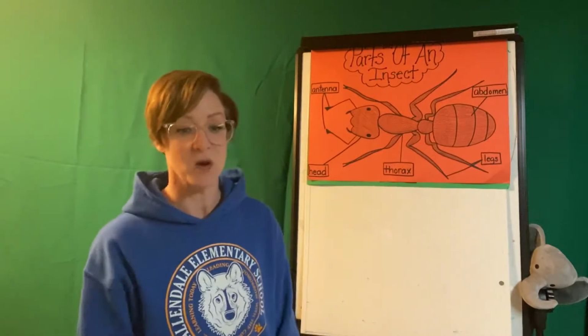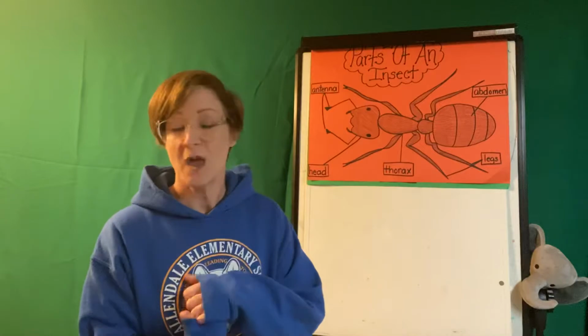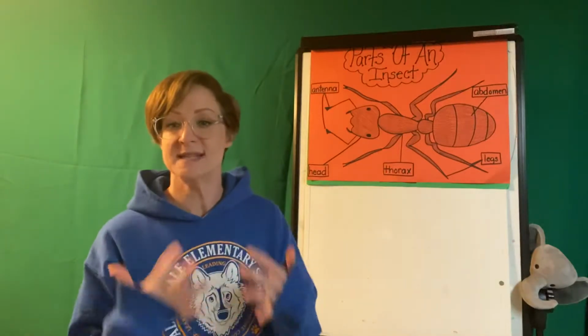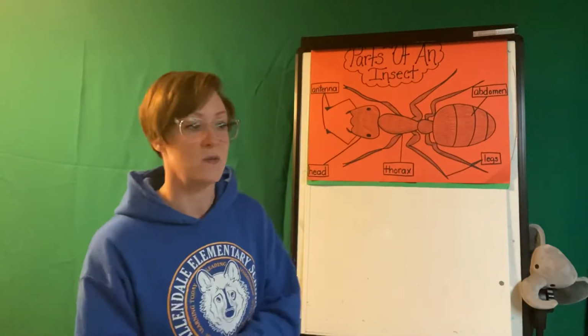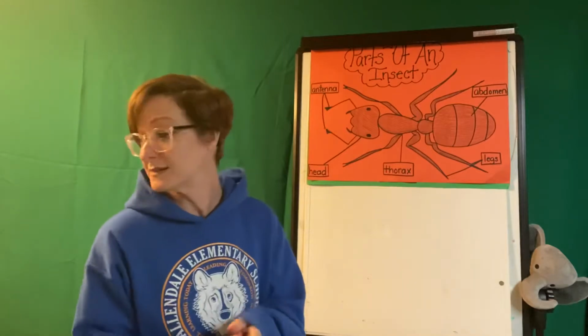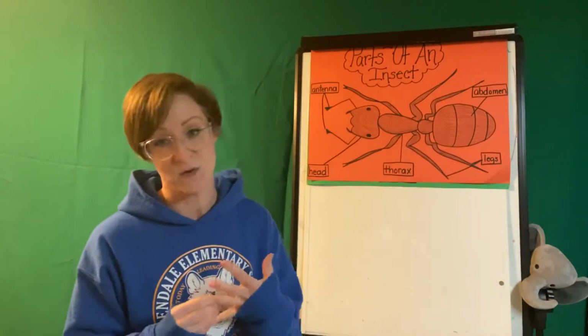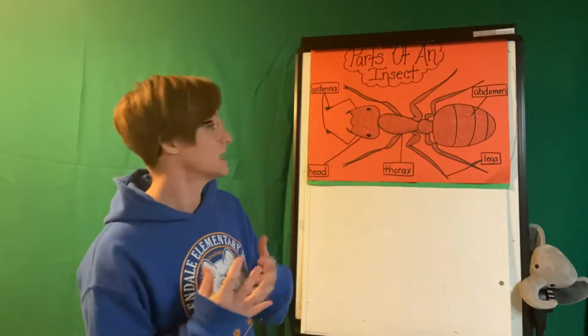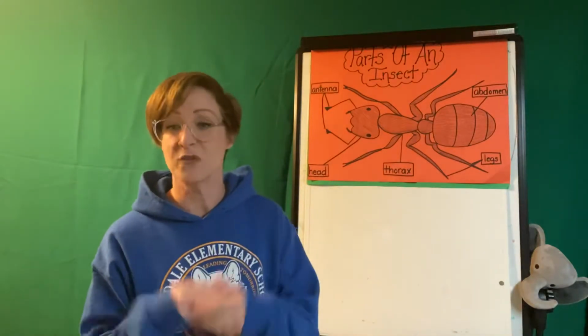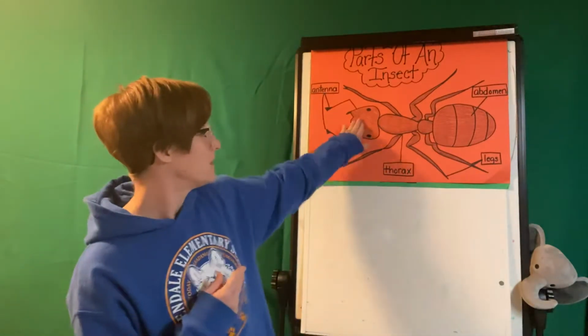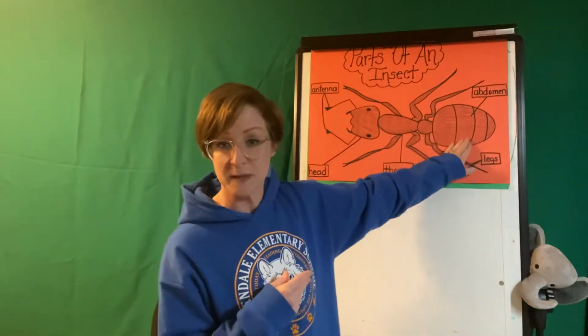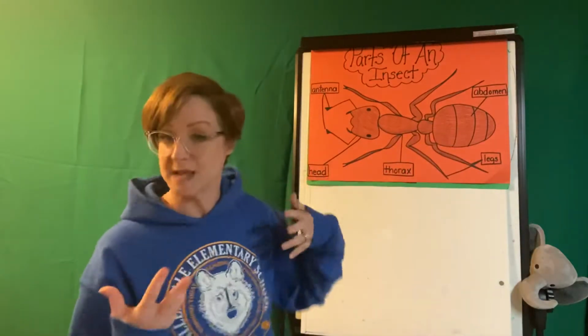On Monday, we started talking about insects. We talked about why insects were important. We talked about what makes an insect an insect. We talked about how spiders are not an insect because they have too many legs for us. We said that an insect has to have 6 legs and 3 body parts: the head, the thorax, and the abdomen. And sometimes they have wings.